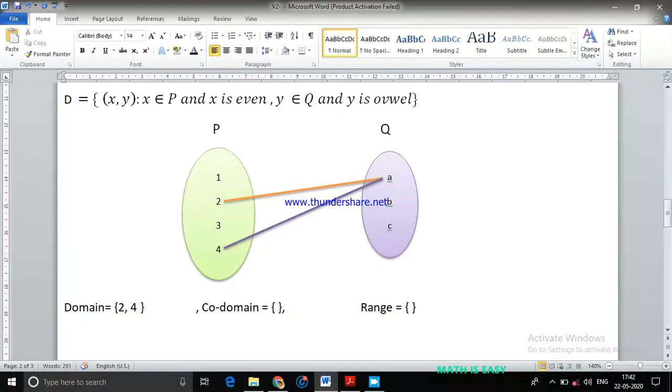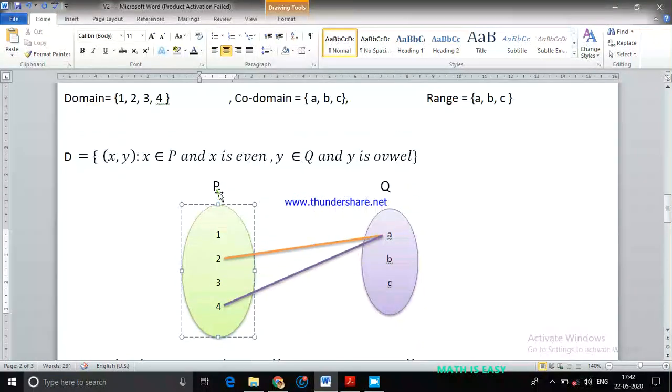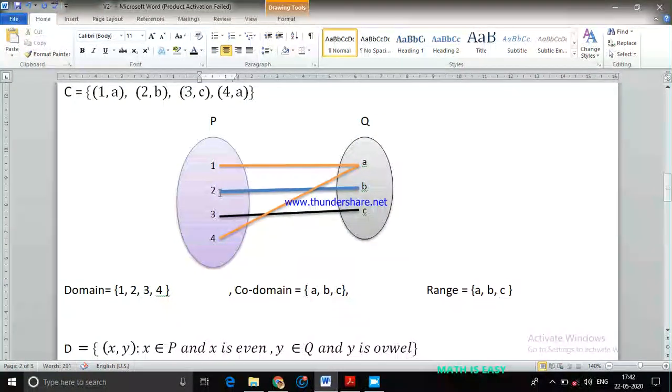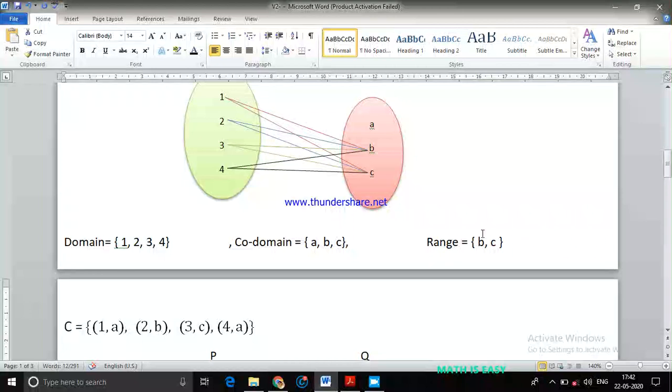Now here I can say domain is a subset of P. This is the example where 2, 4 belong to the domain and P has 1, 2, 3, 4. That means domain is a subset of P. And in all the above examples, domain and set P are both the same. And in this example, we have seen codomain is the same as range. And in the above example, we have seen a range is a subset of codomain.